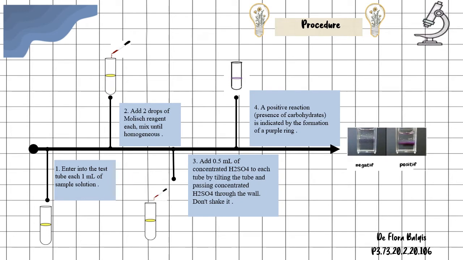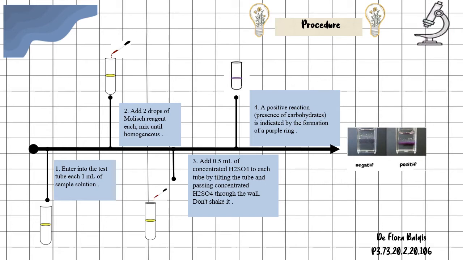Okay, now I will explain the procedure of the Molisch test. First, put 1 milliliter of each sample solution into a test tube. Second, add 2 drops of Molisch reagent to each. Mix until homogeneous. Third, add 0.5 milliliter of concentrated sulfuric acid to each tube by tilting the tube and passing the concentrated sulfuric acid through the wall, and don't shake it.